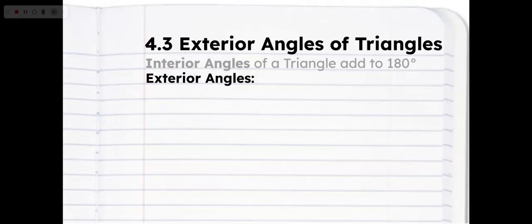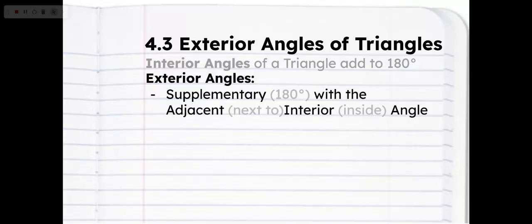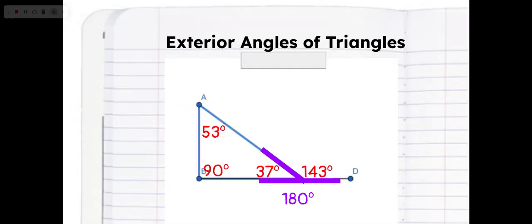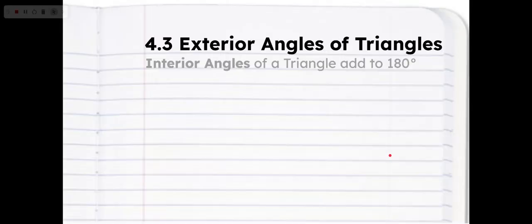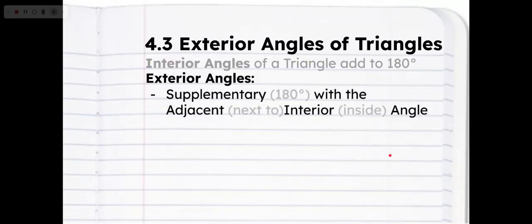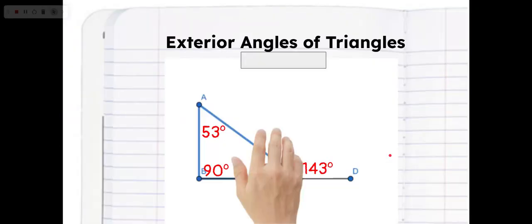So an exterior angle, we know an interior angle adds to 180. An exterior angle is supplementary, meaning it adds to 180 with its adjacent, or next to, interior angle. This is this example. So my exterior angle is supplementary, or adds to 180, with its adjacent interior angle that they form a straight line with. Okay, so again, that's 143.